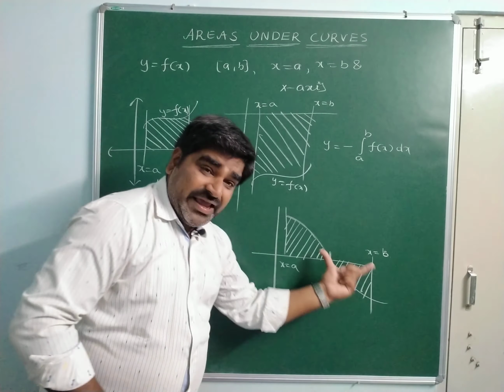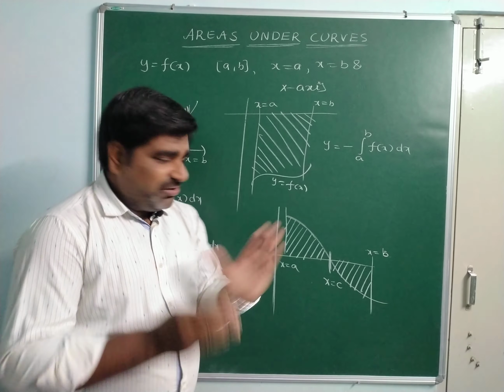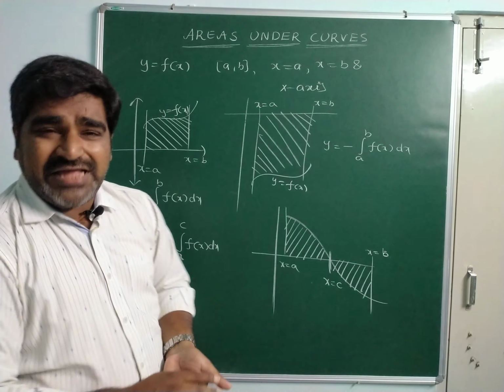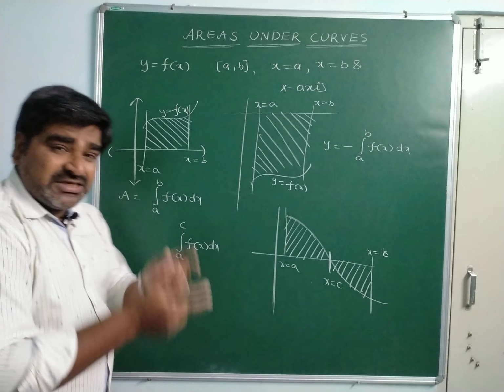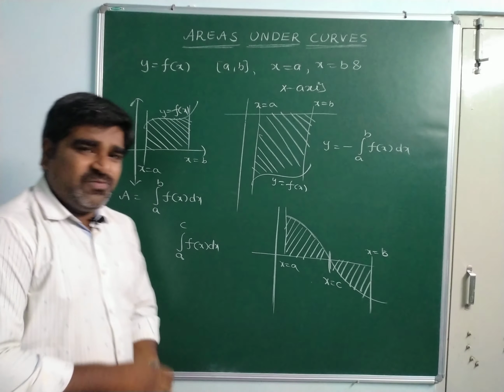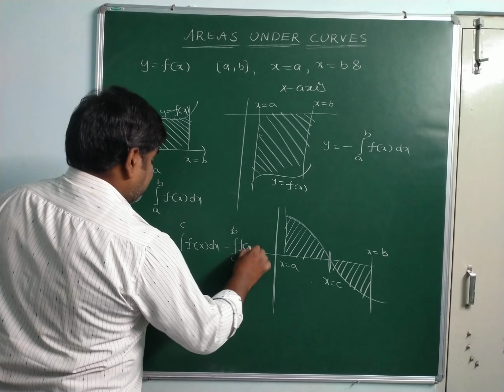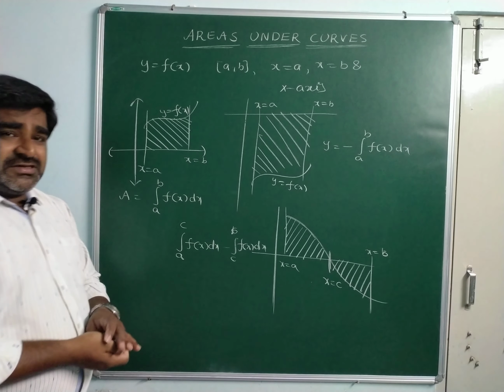According to the second case, the area of this region is minus integral c to b f of x dx. So if you want to find the total area, you have to add both the areas. So integral a to c f of x dx plus what is this area? Minus integral c to b f of x dx, plus into minus, no. So integral c to b f of x dx.